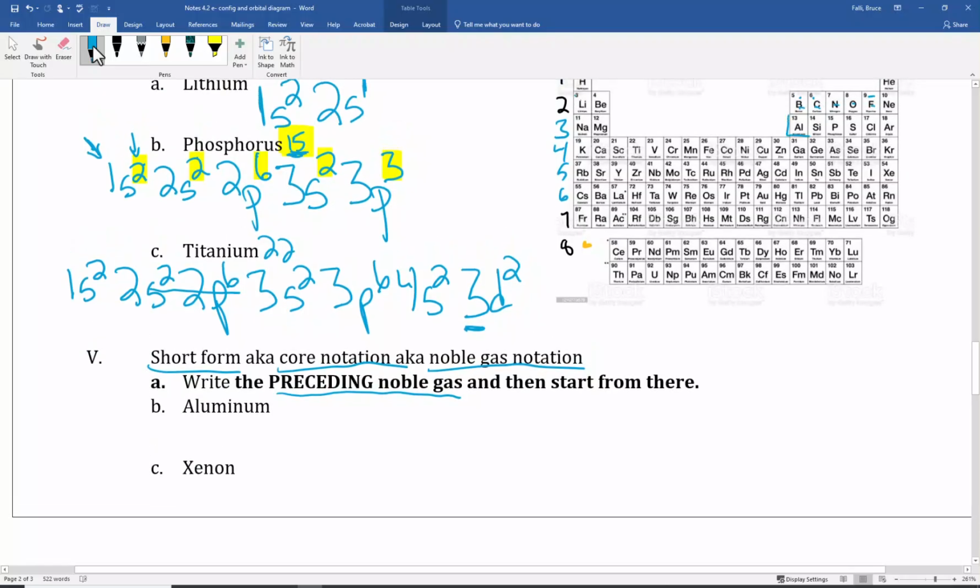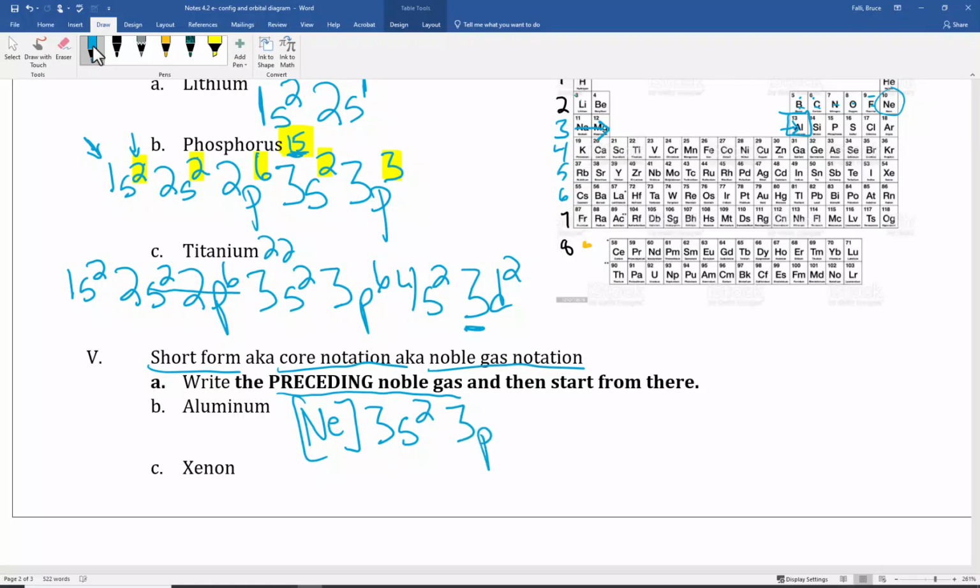Aluminum is right here. The preceding noble gas for aluminum would be neon. So I'm going to write neon in brackets. That's 10. 11 and 12, third row, S block, 2. 13, third row, P block, 1. That's it. That's shorter. That's better.